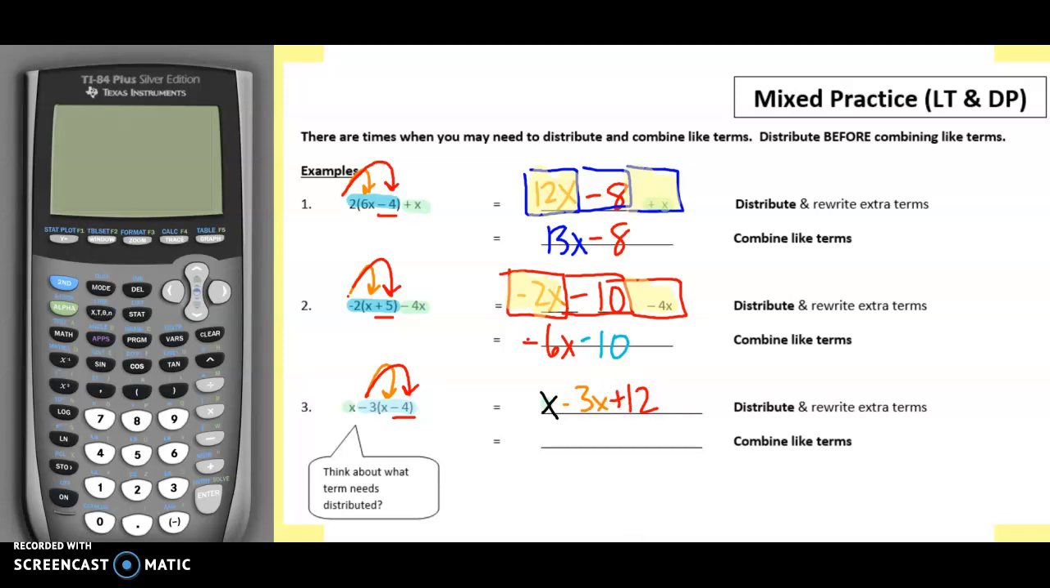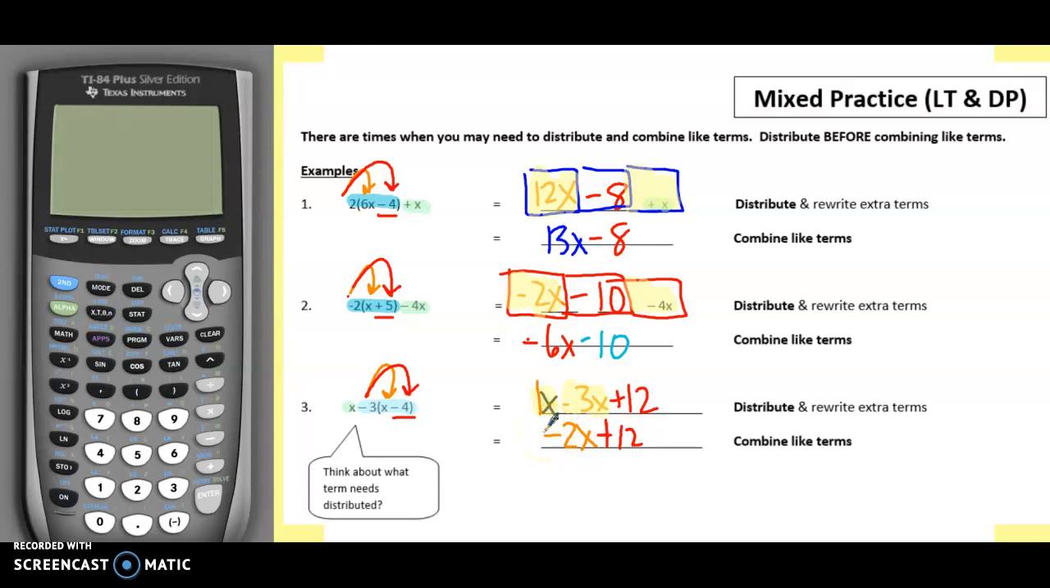Looking at my individual terms, hopefully you can see I have an x here. That's the same as 1x. And I have a negative 3x here. Those are like terms I can put together. So we've got our 1x minus 3x. 1 minus 3 is negative 2, and my x. And that positive 12 just jumps right on down. I can't combine it any further. It's not a like term with my x term, so I could stop right there.